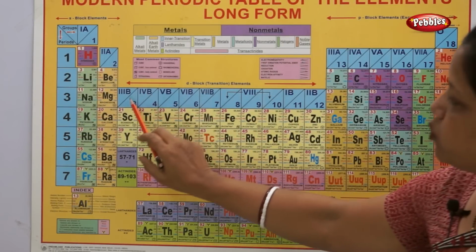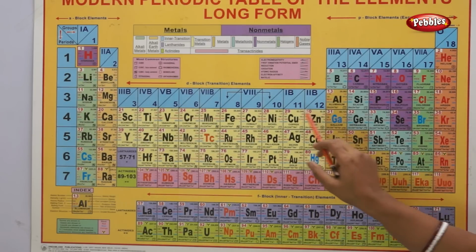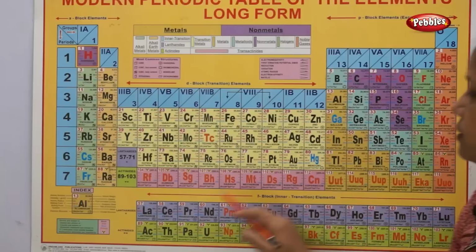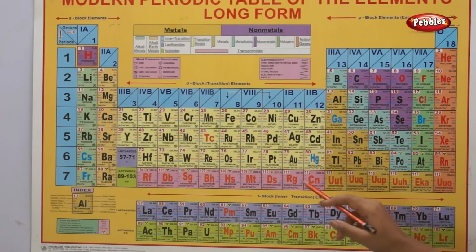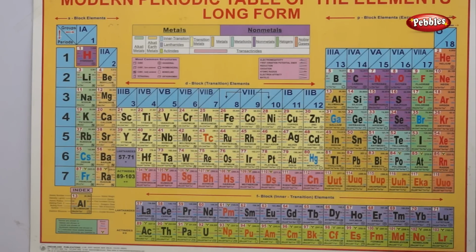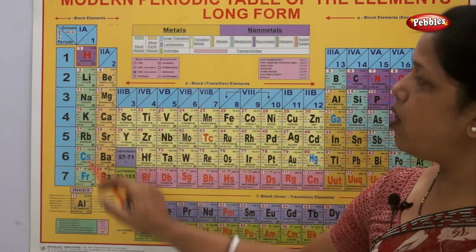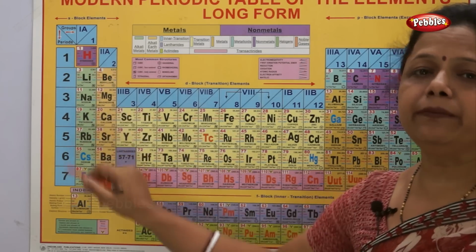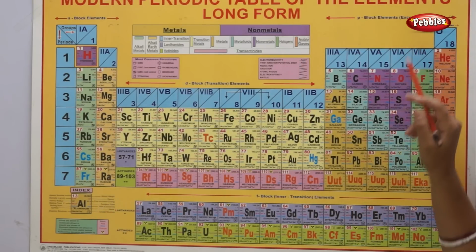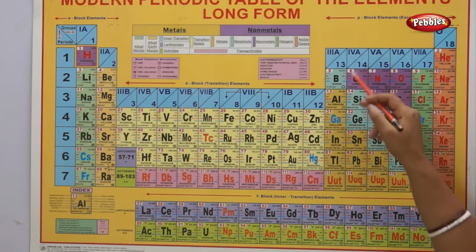Transition elements from group number 3 to group number 12 are called as D block elements, and the lanthanides and actinides, that is the inner transition elements, they are called as F block elements. These blocks were made depending on their electronic configuration. The S block elements contain all metals, that means it is purely made up of metals. P block elements have both metals, non-metals and metalloids.